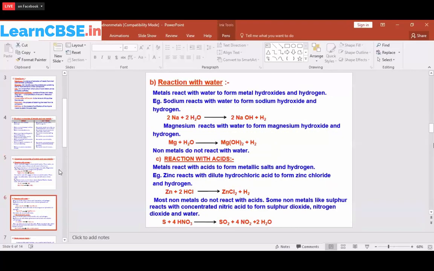Next one is the reaction with water. The metals react with the water to form the metallic hydroxides and the hydrogen gas. Okay, so now Na is there. When it reacts with the H2O, it forms NaOH plus hydrogen gas.